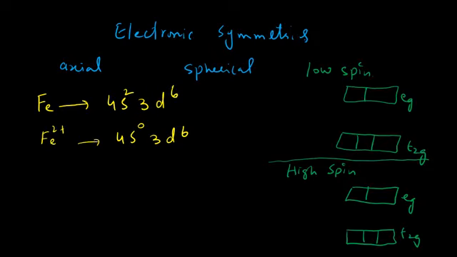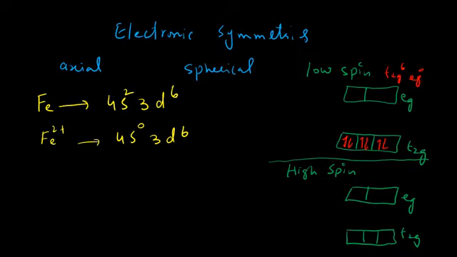For the case of low spin, we can fill the electronic states like this. Two electrons will be here, two electrons here, and two electrons here, and the Eg state will remain empty. So its electronic configuration can be written as T2G6 and Eg0. All six 3d6 electrons are in the T2G state.